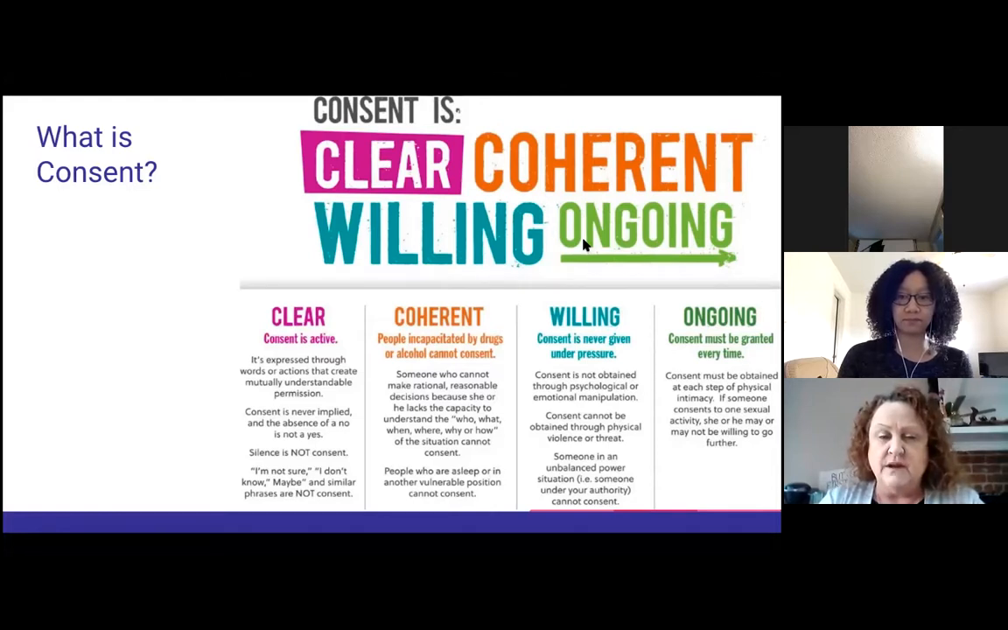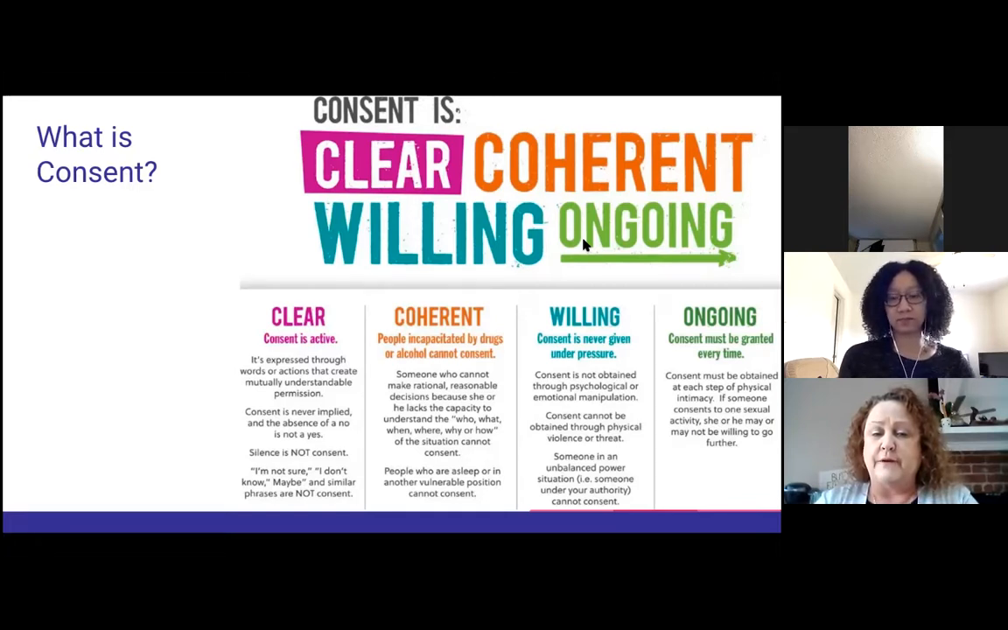When we say it's clear, one of the things I think that we tend to forget is that consent is not implied. It is not just the absence of saying no. It has to be very clearly a yes in whatever activity is being requested or entered into. Even saying I'm not sure or maybe, those are the type of things that we can't say that is clear consent.